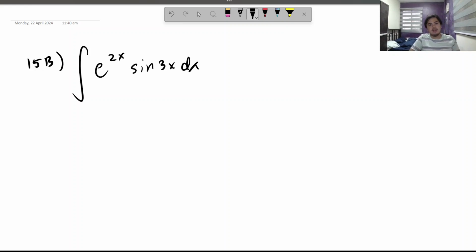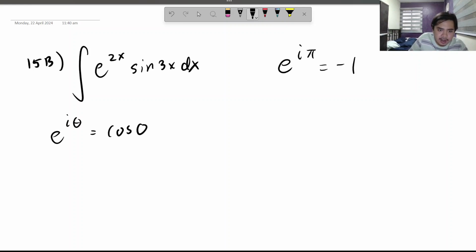For this method, I want to use Euler's identity. You may know that e to the i pi is equal to negative 1. You may have heard that somewhere else. But have you heard of e to the i theta being equal to cosine theta plus i sine theta? If you're learning math, you may know this as the rectangular form, and you may know this as the polar form.